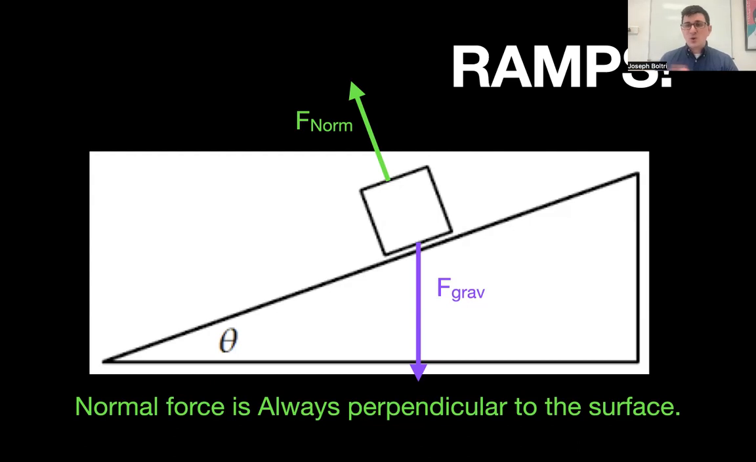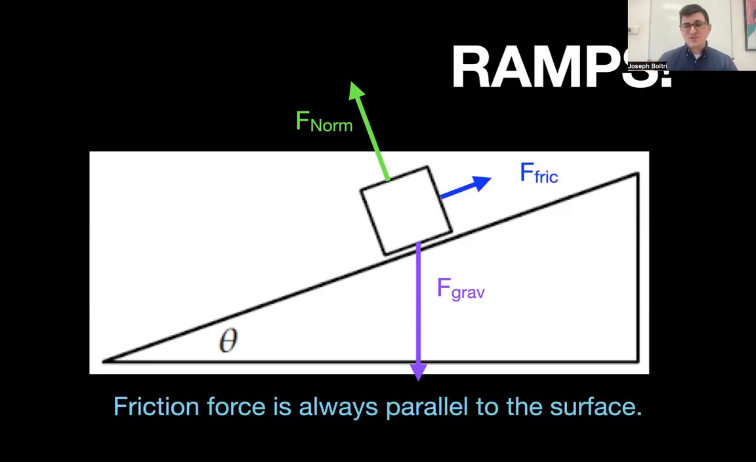Now you'll notice in the horizontal direction, the forces are unbalanced because we're also missing the force of friction, which is up and to the right, stopping the box from sliding down the ramp. We know the force of friction is up and to the right because friction is always parallel to the surface, since it's caused by the rubbing together of the two surfaces.